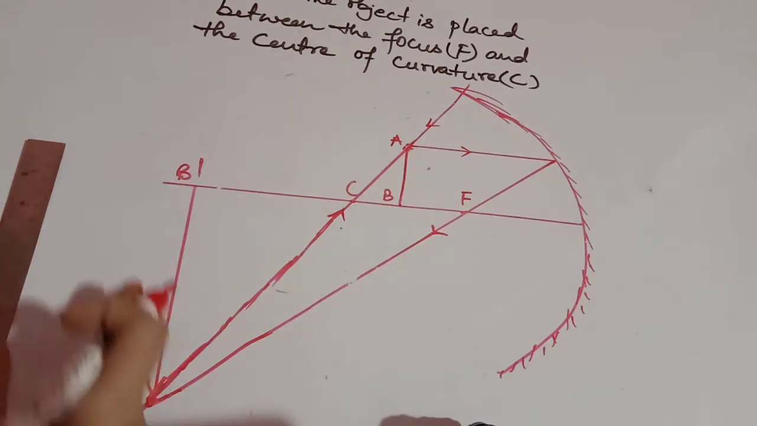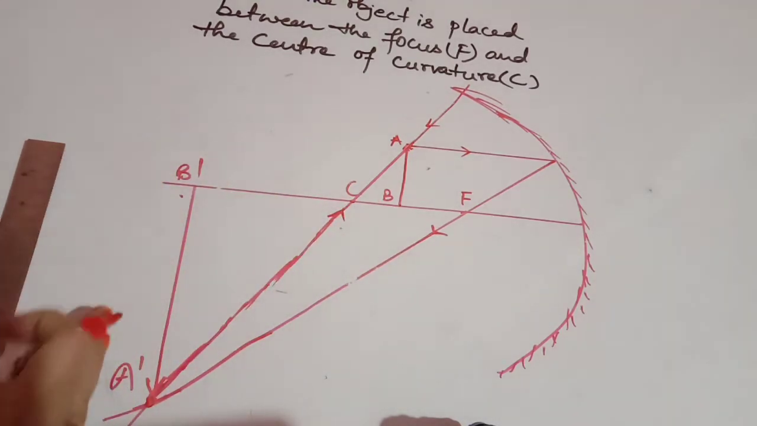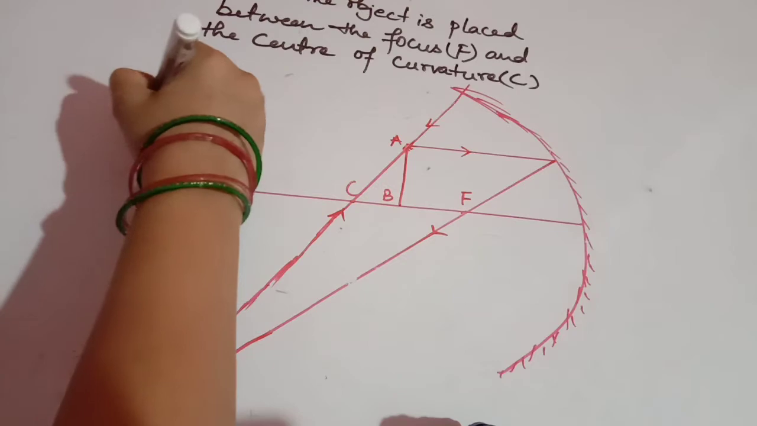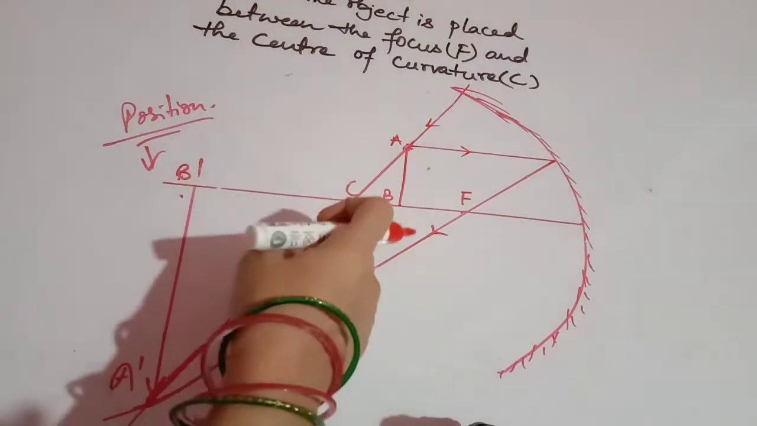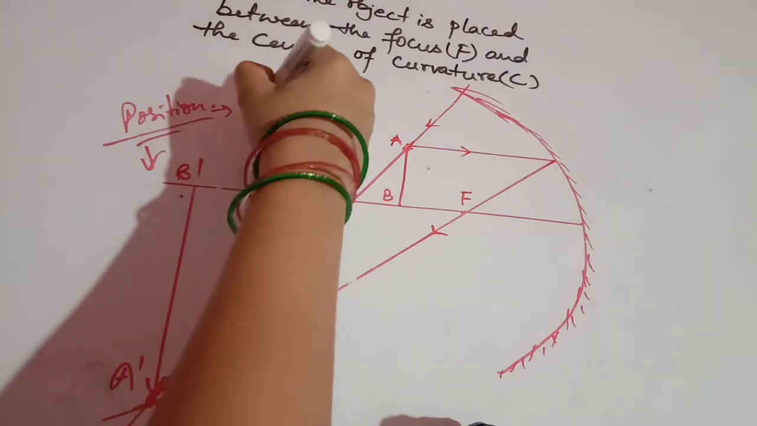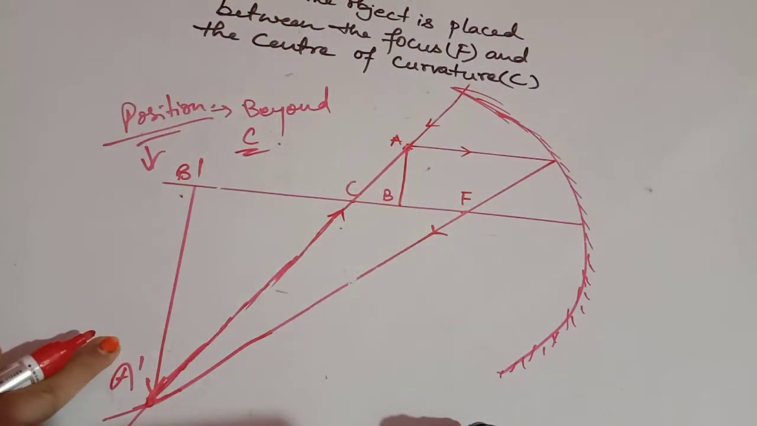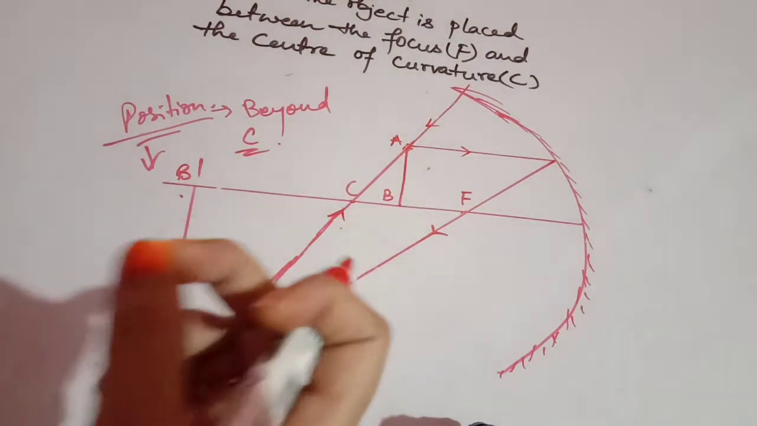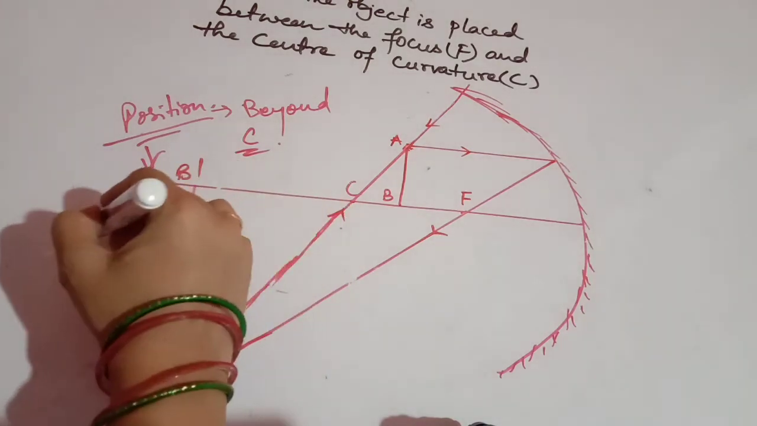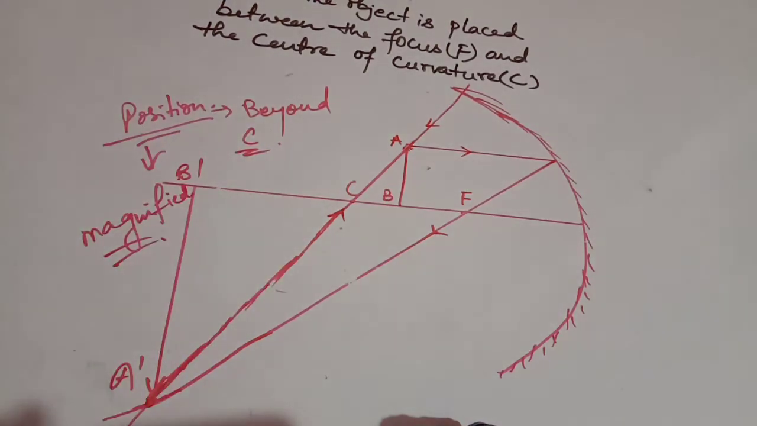And what is the position? The position is beyond the center of curvature. Whenever you get the image on this side, we can say the position of the image is beyond the center of curvature. What is the nature? It is real and inverted, and the size is larger than the object. That larger word we are using actually means magnified. So this is the condition for how to draw an image for any object.